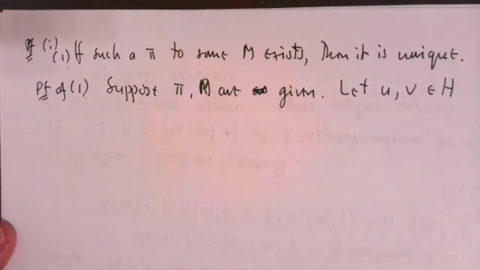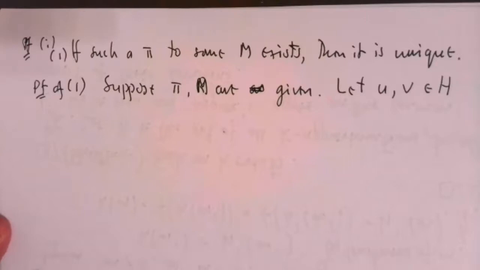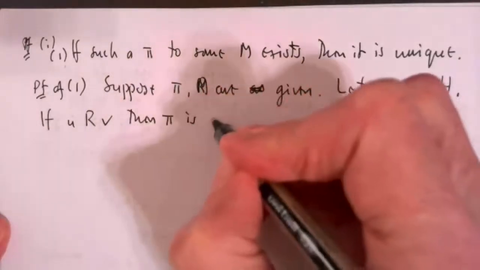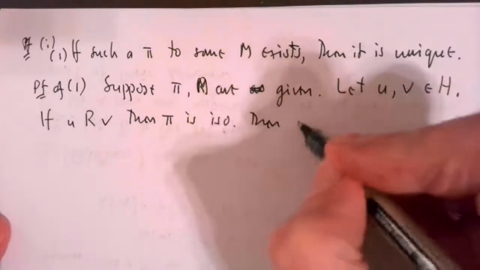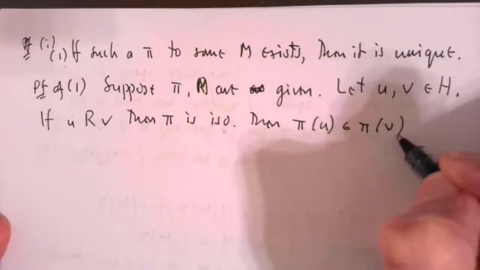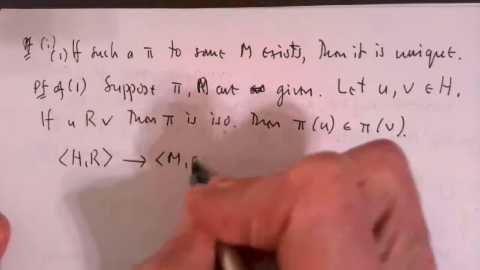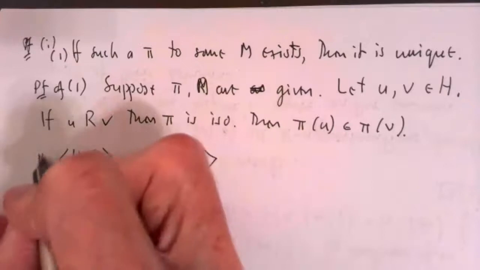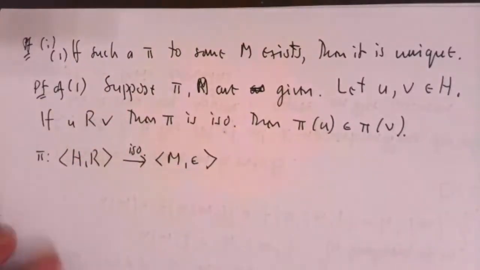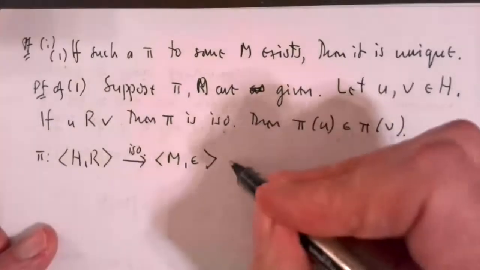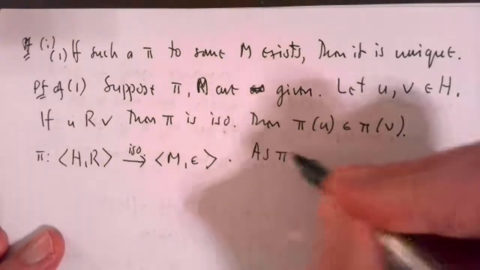So take two things in H. And we'll see what pi has to be. Now, if U is R below V, then as pi is an isomorphism, it's order preserving, we must have that pi of U is a member of pi of V. So remember, it's disappeared off the page, but what we're doing is taking H,R isomorphically to some M, epsilon. So the R relation becomes the epsilon relation. So it's a bijection and takes R over to epsilon. So U R V becomes pi of U epsilon pi of V, because pi preserves order relations.